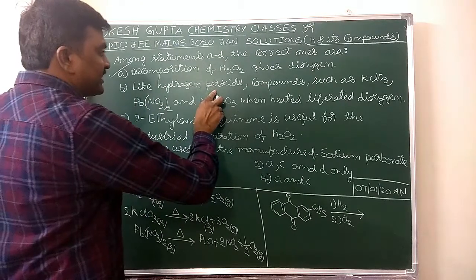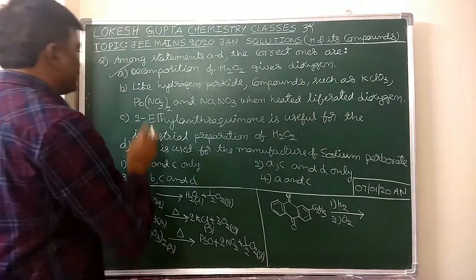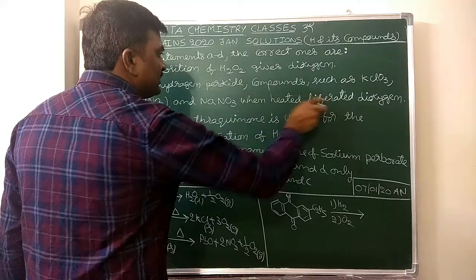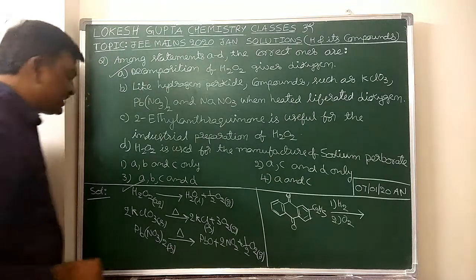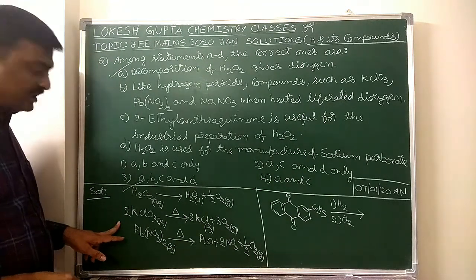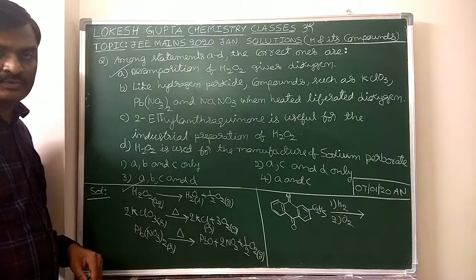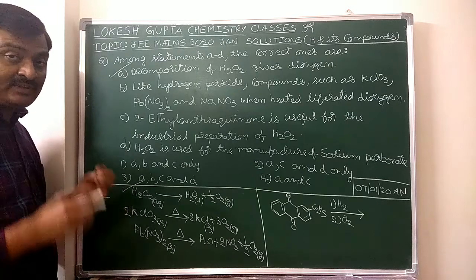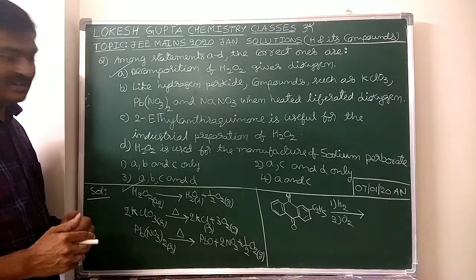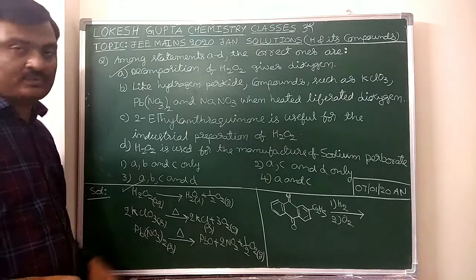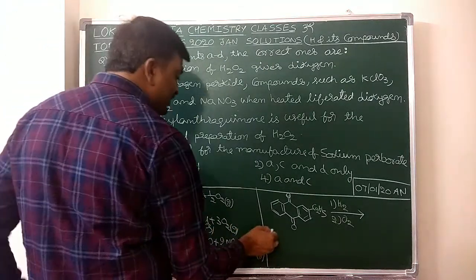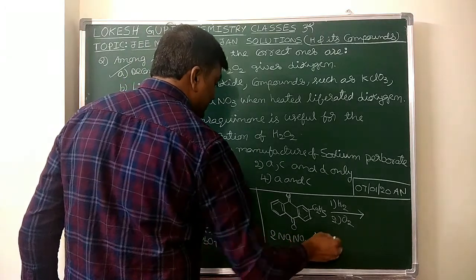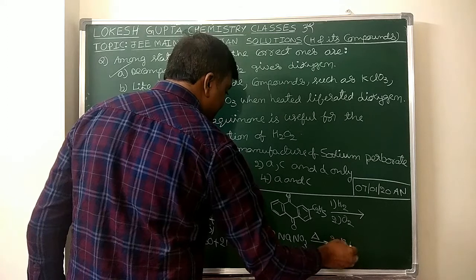Like hydrogen peroxide, compounds such as KClO3, lead nitrate, sodium nitrate, when heated, liberate dioxygen. This one is also correct. KClO3 on thermal decomposition gives KCl plus O2. Next, lead nitrate on heating in a dry test tube will decompose with a crackling sound. Then you will get PbO, NO2 plus O2. Next, sodium nitrate also, NaNO3. On decomposition, you will get in this case nitrite only.